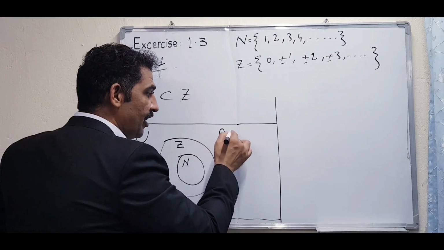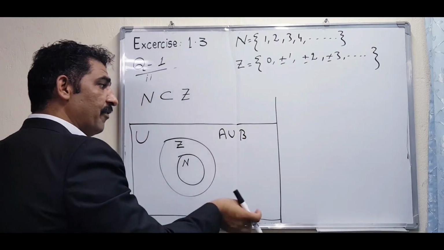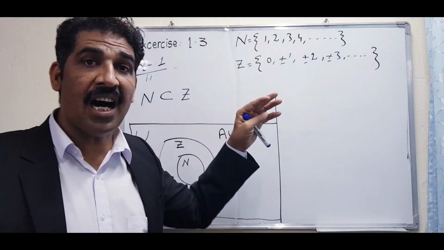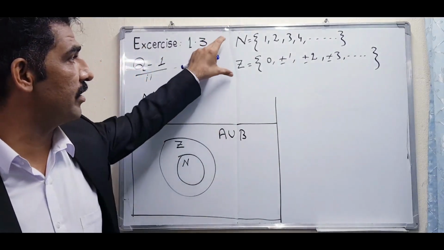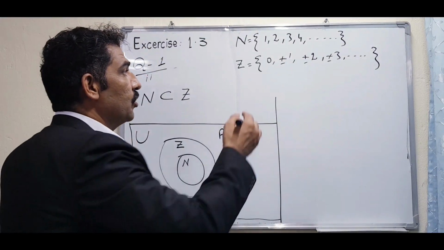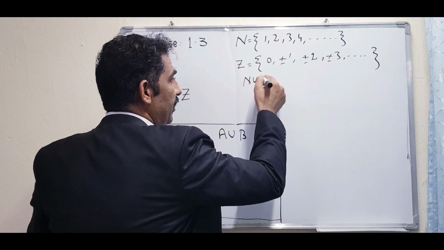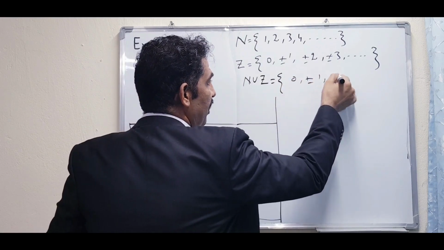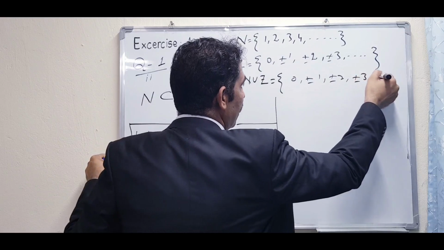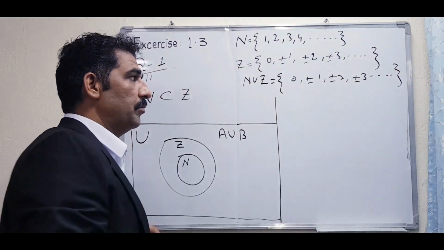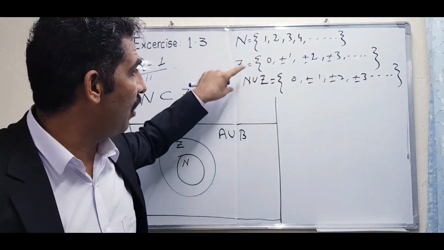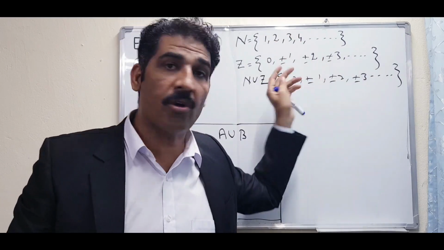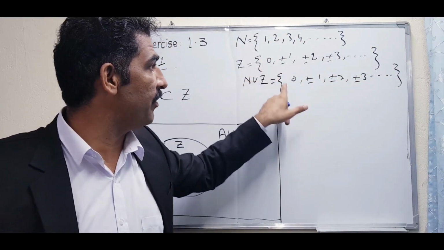Meaning for A union B it is the same diagram, and we will use the same diagram for B union A. In a union, I told you that all the elements must be in the answer. So when you take N union Z, our answer is 0, plus minus 1, plus minus 2, plus minus 3, and so on. It goes on with no limit. So all the elements of natural numbers are also here: positive 1, positive 2, positive 3, positive 4 and so on. And all the negative elements are also here.